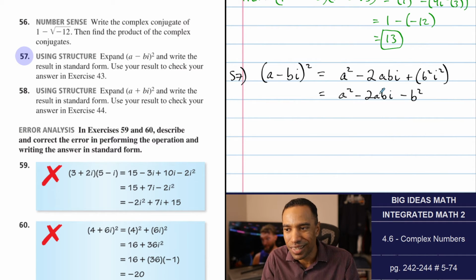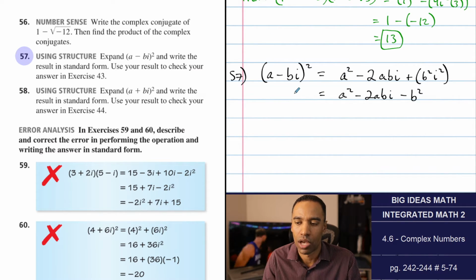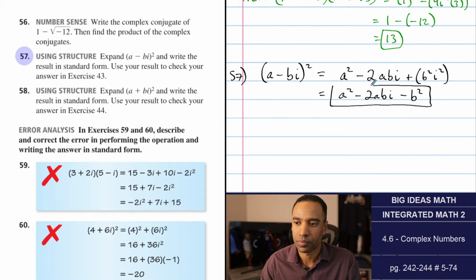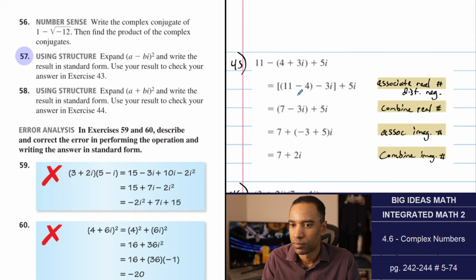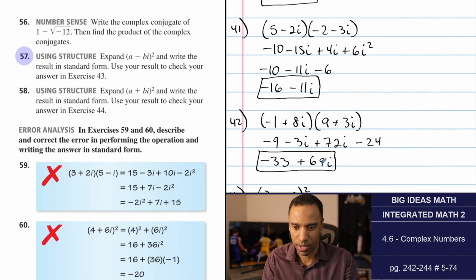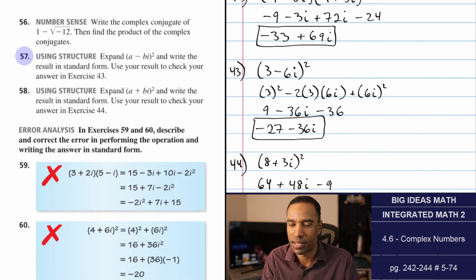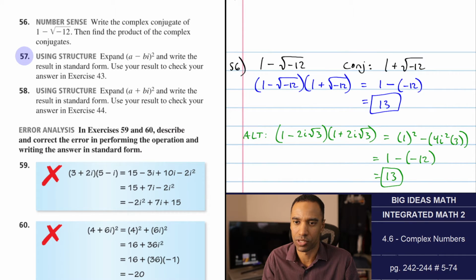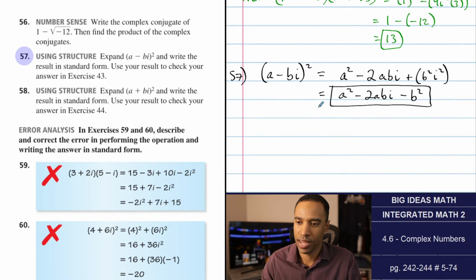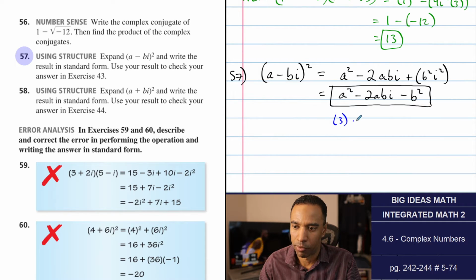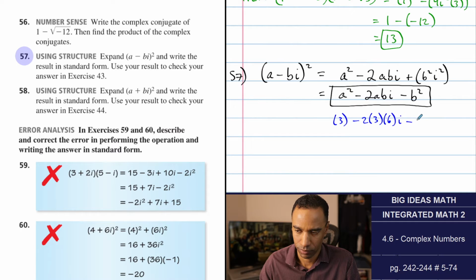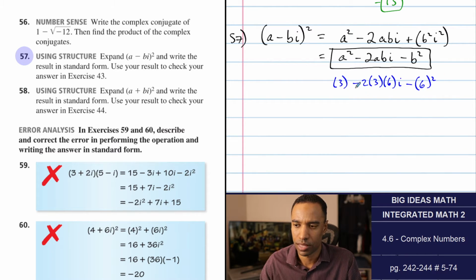Well, I did this in those problems, so there's the result. But number 43, let's go back a few pages. Number 43, I had (3 minus 6i) squared. So let's try this. This is literally what I did before. So minus 6i squared, like that, right? I think that's how I'd write it.